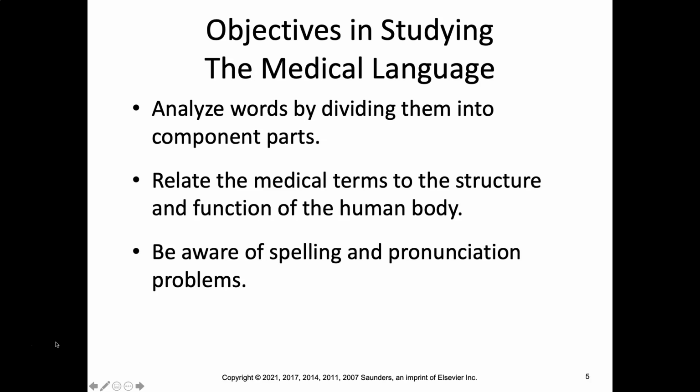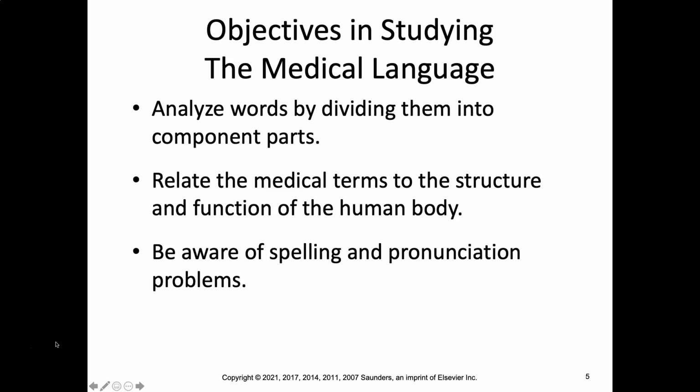Well, one thing is to analyze words by dividing them into their component parts. You'll see as we go through, especially this chapter, exactly how that works. Relate the medical terms to the structure and function of the human body. Although we do not study anatomy and physiology in this course, it really dovetails nicely with anatomy and physiology because we're looking at the structure and function of the body and the terms that go along with it. So you'll notice there's a lot of overlap or interplay in between the two. We need to be aware of spelling and pronunciation problems because with spelling and pronunciation can come medical errors.